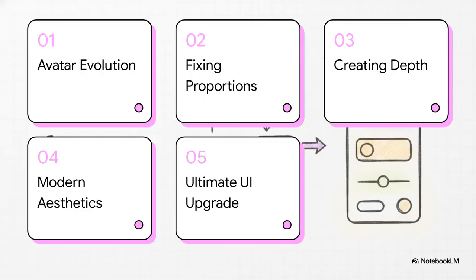Okay, here's our roadmap for this explainer. 1. The avatar evolution. 2. Fixing proportions with Resize Mode. 3. Creating depth using blur radius. 4. Modern aesthetics with the glass effect. And 5. The ultimate UI upgrade.